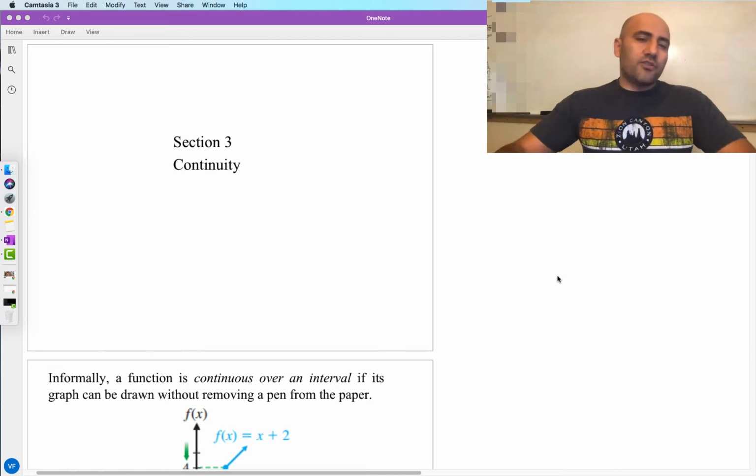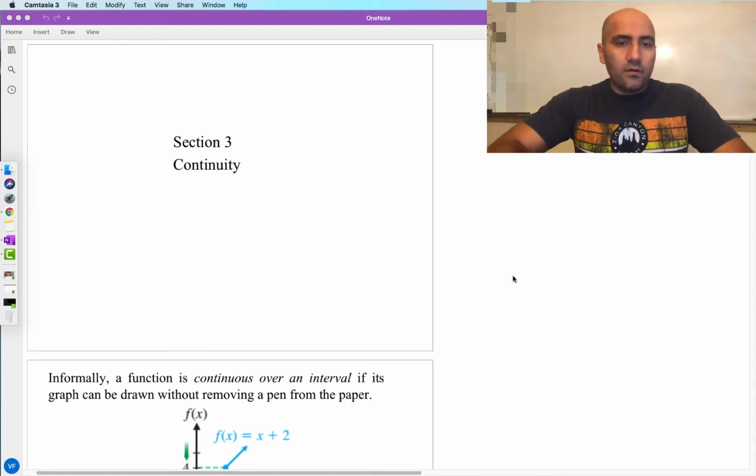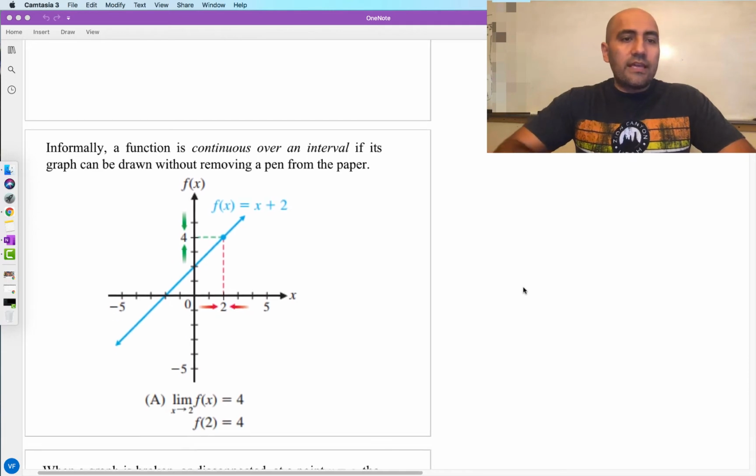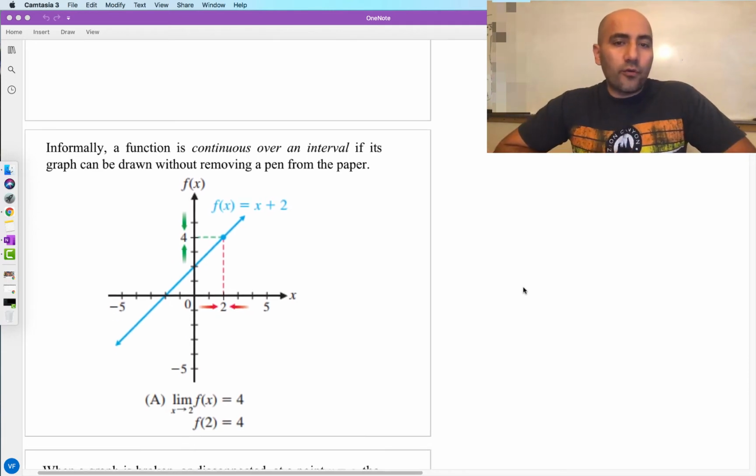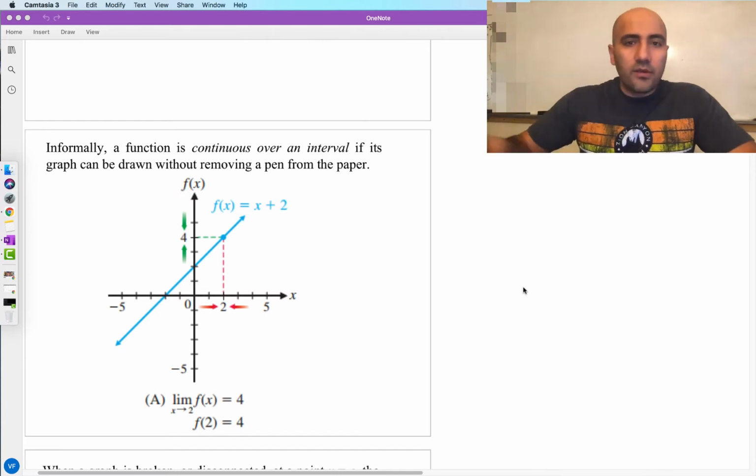Okay, Chapter 2, Section 3, Continuity. All right, so informally, a function is continuous over an interval if the graph can be drawn without removing a pen from a paper. So continuity is a concept that's really easy to describe. It's a graph that can be drawn.